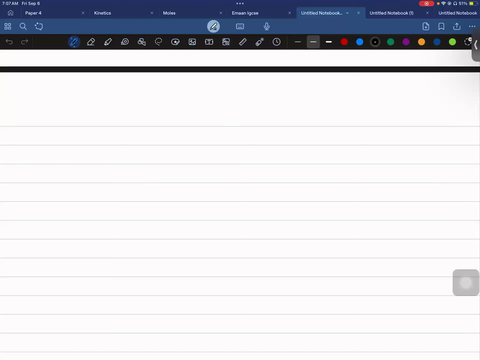So let's suppose, as a practice, I'm giving you aluminum. Aluminum has a 3 plus charge, the proton number is 13 and the mass number is 27. So how many electrons, protons, and neutrons does it have?